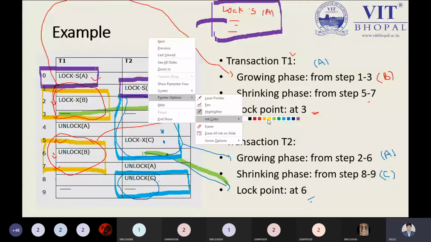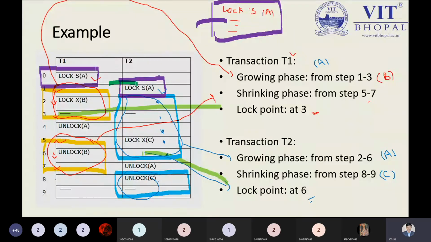From lock XA, suppose from lock XA to here, I can consider this as a growing phase. This dark green I have marked over here can also be considered as a growing phase, because after lock XA, suppose we have some statements where we are writing some information related to our transaction T2. So we can say this can be considered as a growing phase.